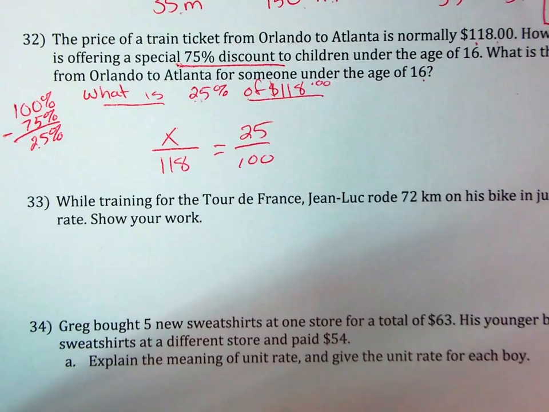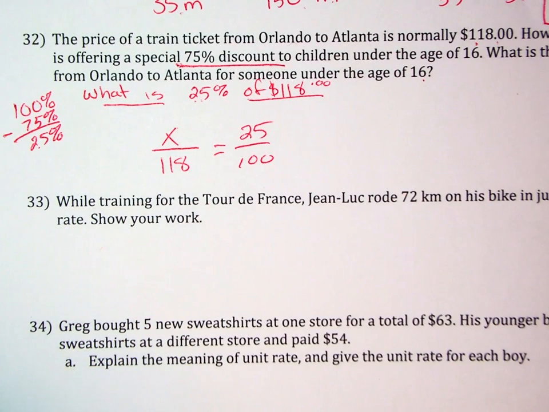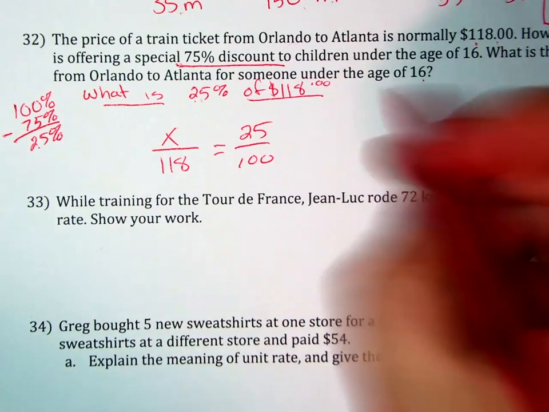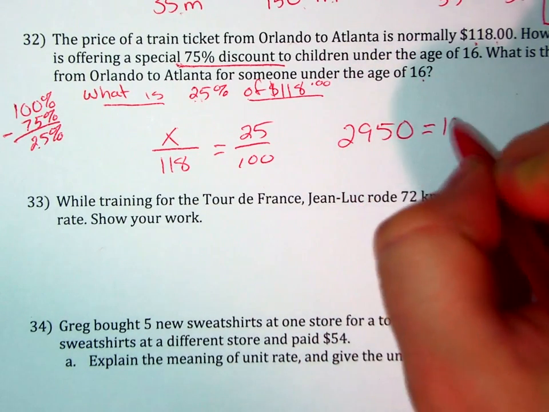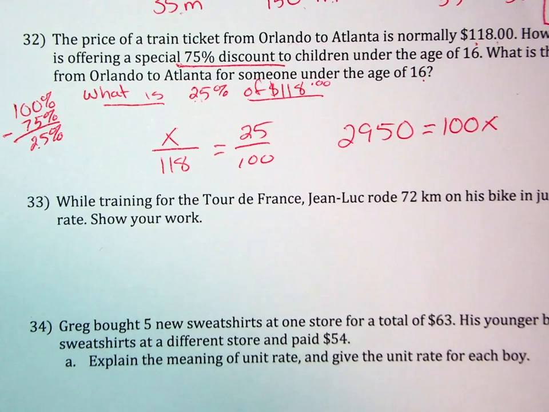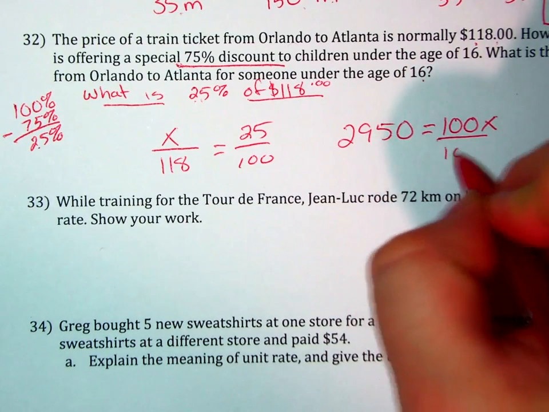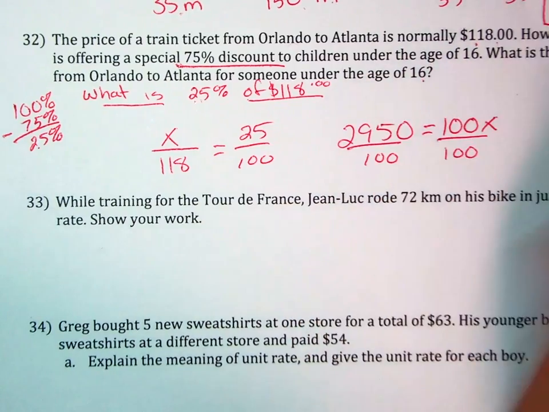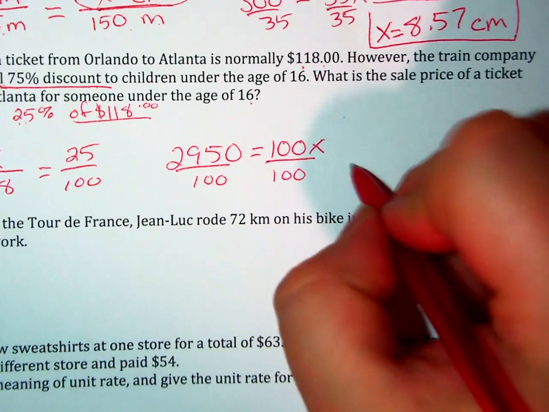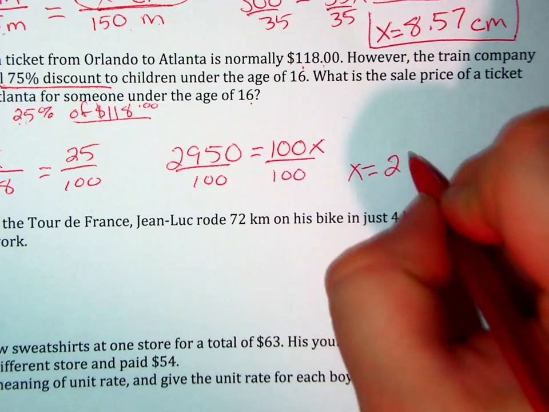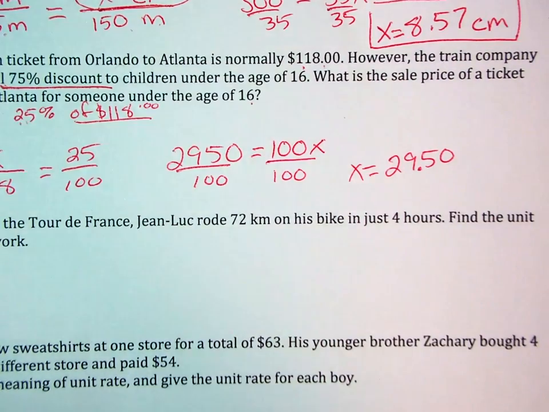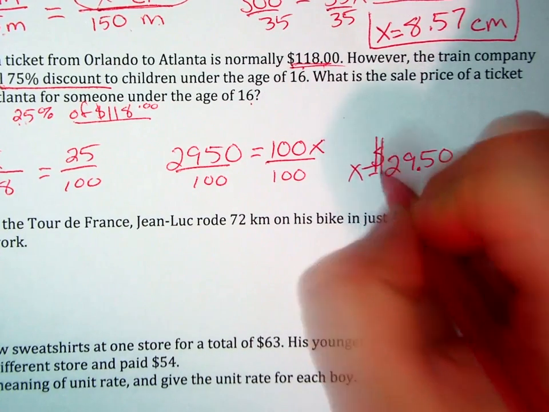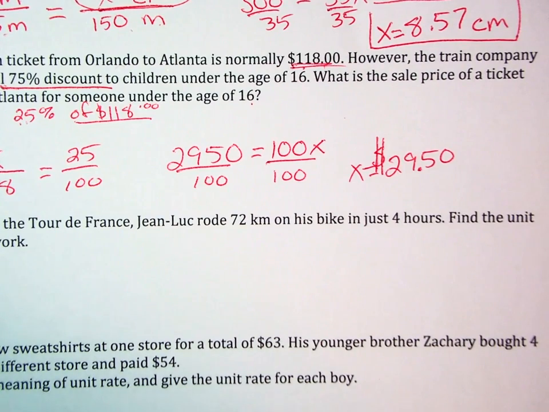25 times 118 is 2,950 equals 100x. Divide both sides by 100. And we determine that x is equal to 29.50. And that was referring back to a dollar value, so we want our final answer to have a dollar sign, $29.50.